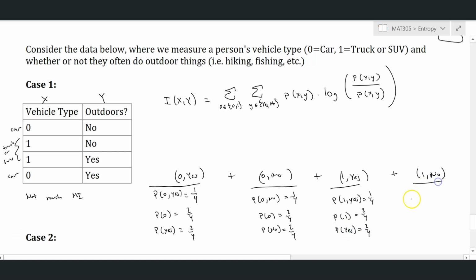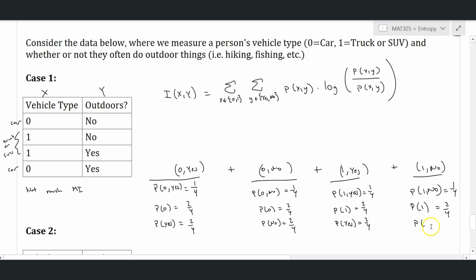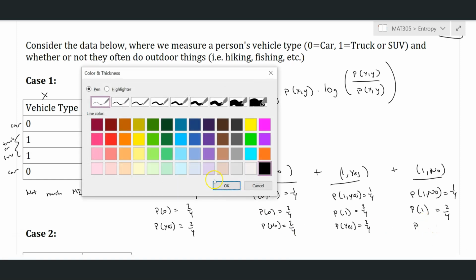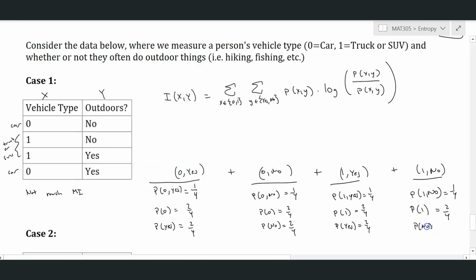And then when you do one more here, we'll have the probability of 1 and no. Again, occurs only in 1 instance, 1/4 of the time. Probability of a 1, we already noticed, was 2/4. Probability of a no would be 2 out of 4.